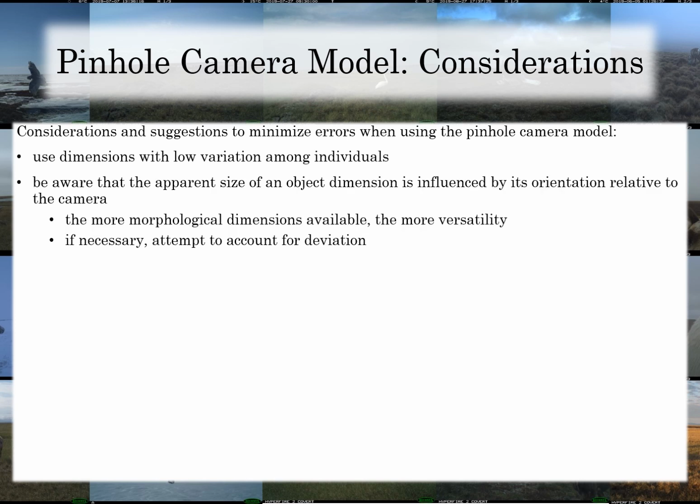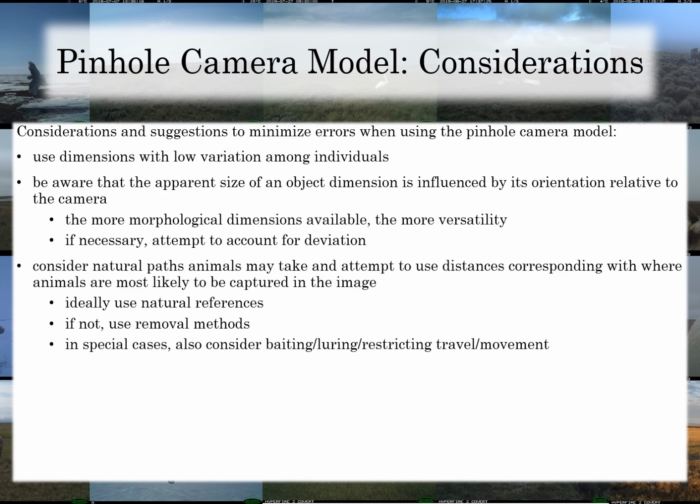To remember that the orientation of any measured dimension relative to the camera can affect estimates, particularly when they're severely skewed. So when this is the case, having alternative dimensions available can be helpful. For example, if the animal is quartering away, attempting to estimate its nose to tail length without accounting for its reduced apparent size in the image would lead to high errors in estimates. However, its shoulder height would remain relatively unchanged.